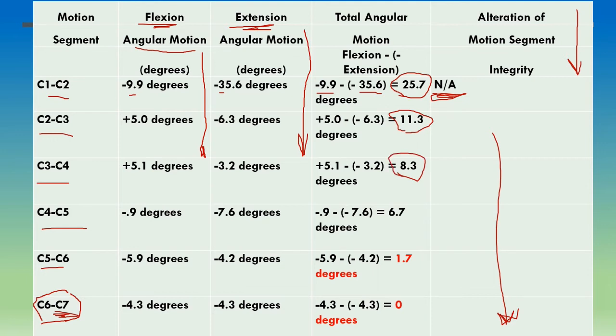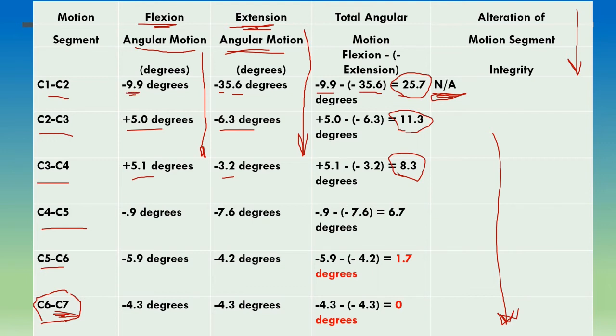Now, let me make a note here. When you're reviewing your own numbers, your own flexion and extension angular measurements, realize that as the spine goes from flexion to extension, the angular motion values should go increasingly negative. In the extension angular motion column, these values should be increasingly negative compared to the flexion angular values. So let's just review our numbers so far and see if that is indeed occurring.